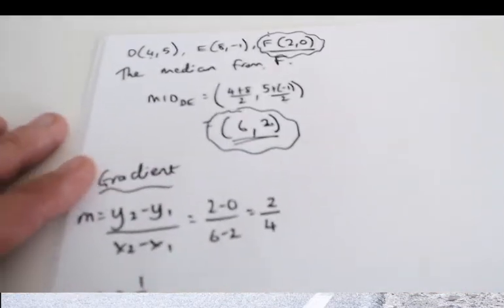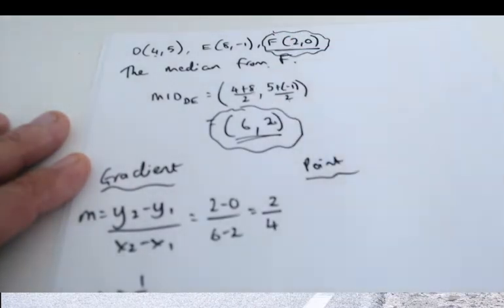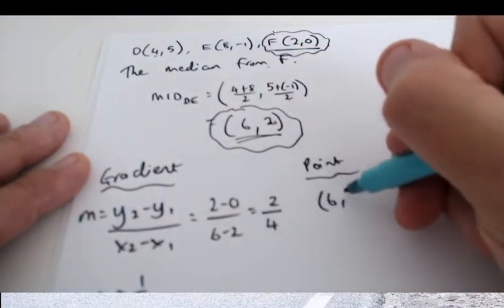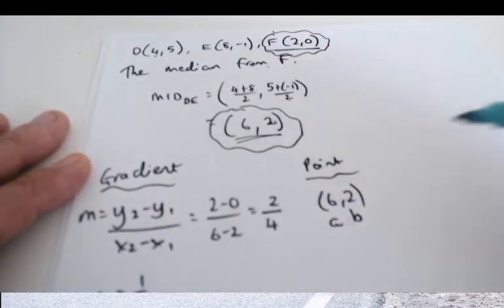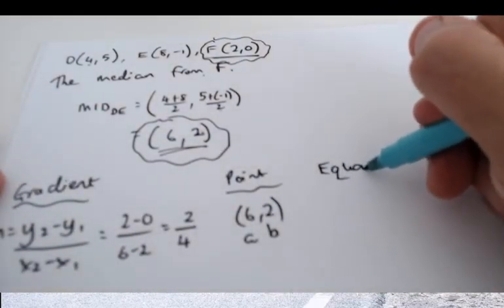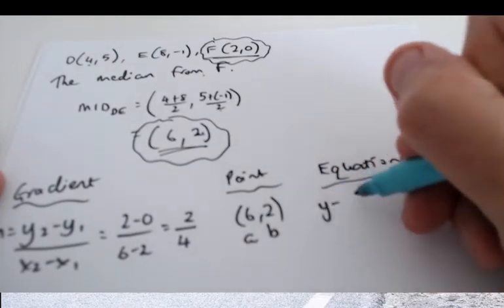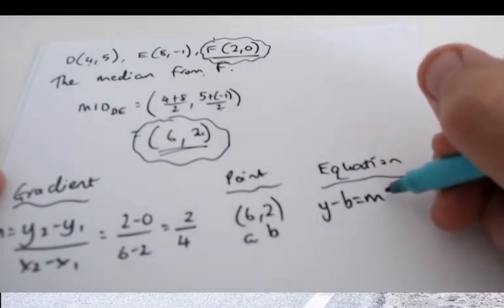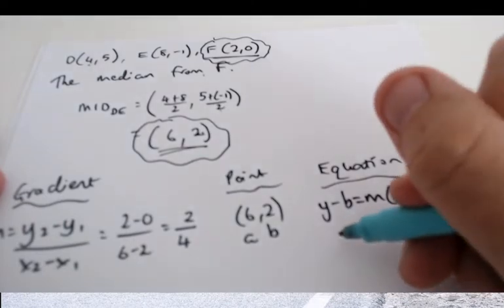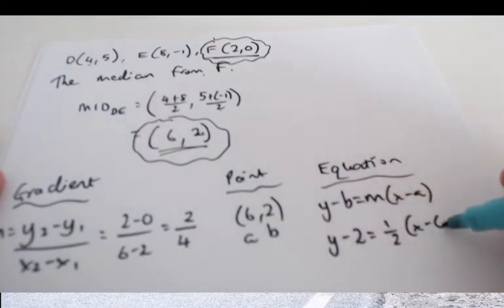My point, I can use either point. I have 2, 0 and I have 6, 2. I'm going to go with 6, 2. My equation is going to be y minus b equals m bracket x minus a. Fill in my information. Y take away 2 will equal a half, x minus 6.